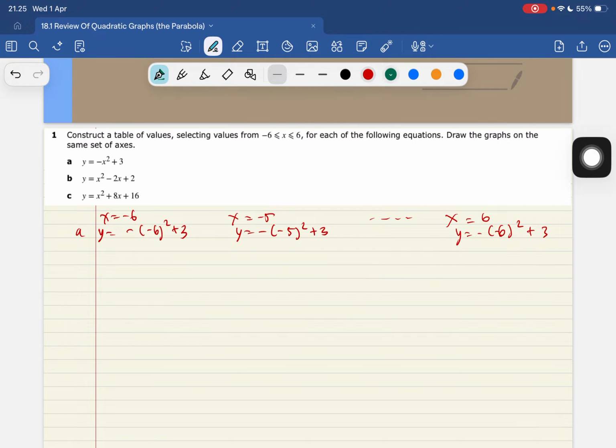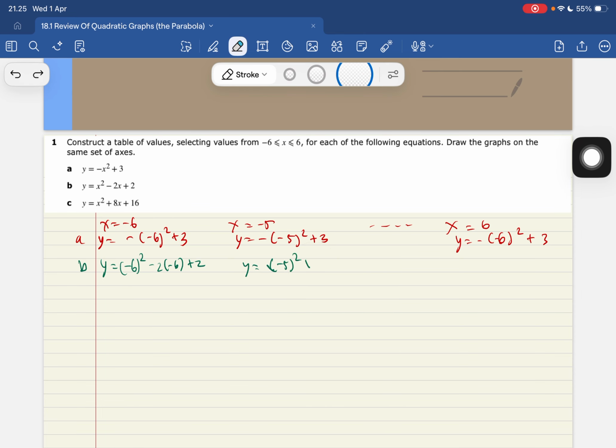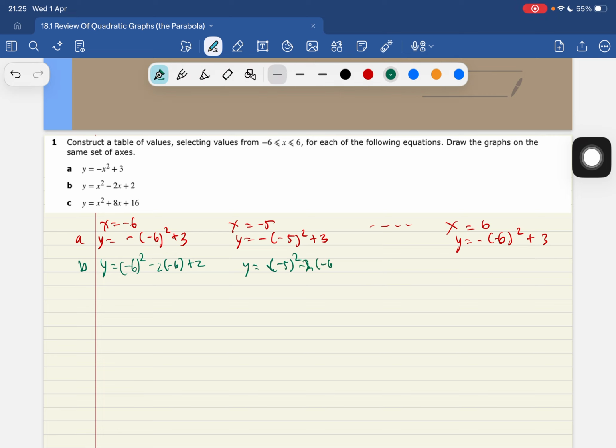The same thing goes for b. So when x equals -6, y equals (-6) squared minus 2 times -6 plus 2. When x equals -5, just change the value of x. So it's going to be (-5) squared, and we minus 2 times -5 plus 3. Then y equals, until 6 squared minus 2 times 6 plus 2.